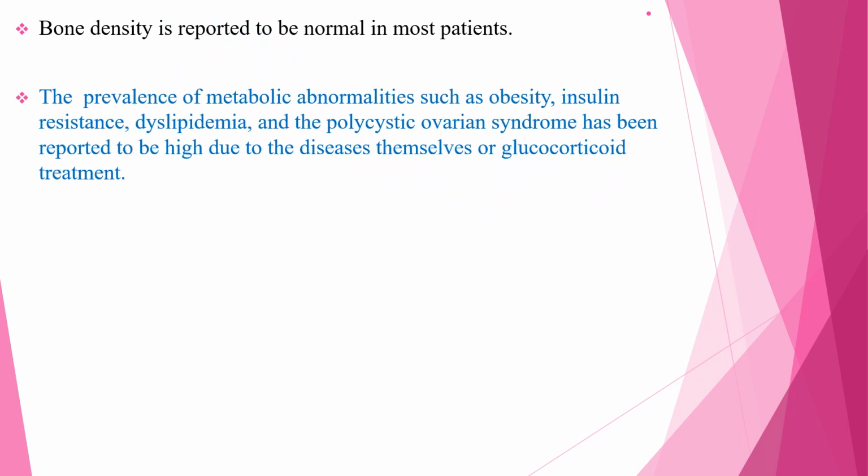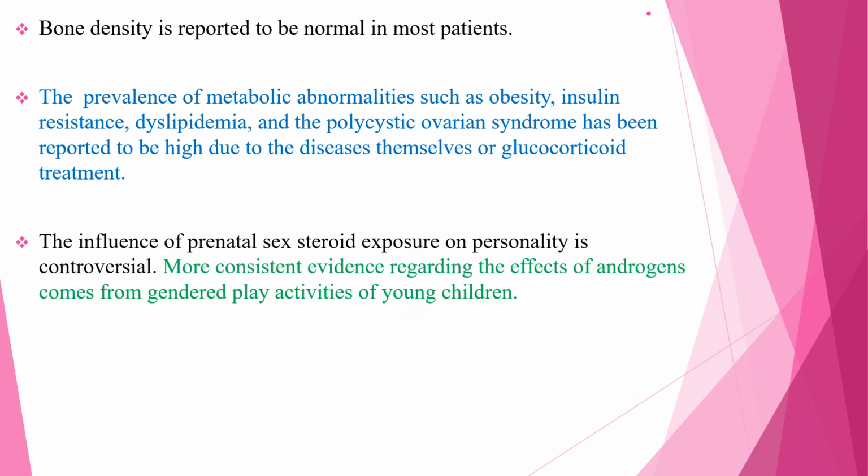Bone density is reported to be normal in most patients, and the prevalence of metabolic abnormalities such as obesity, insulin resistance, dyslipidemia, and polycystic ovarian syndrome has been reported to be high, due to the disease itself or due to glucocorticoid treatment. The influence of prenatal sex steroid exposure on personality is controversial.